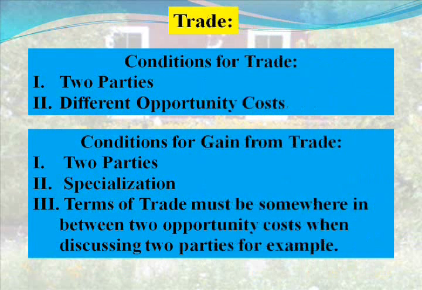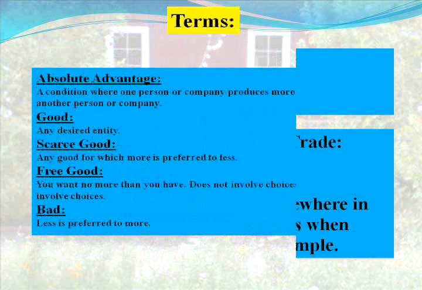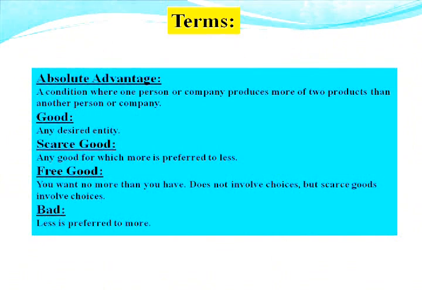Trade. Conditions for trade. 2 parties. Different opportunity costs. Conditions for gain from trade. 2 parties. Specialization. Terms of trade must be somewhere in between 2 opportunity costs when discussing 2 parties, for example. Terms. Absolute advantage. A condition where one person or company produces more of 2 products than another person or company.